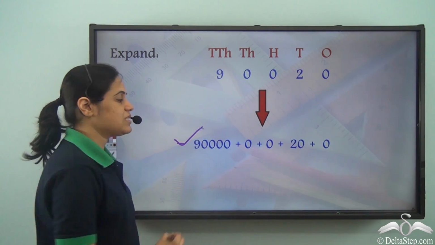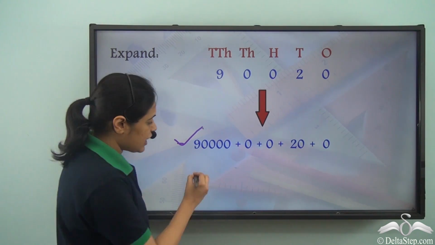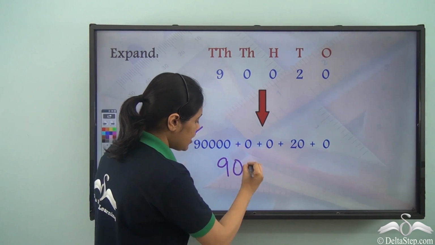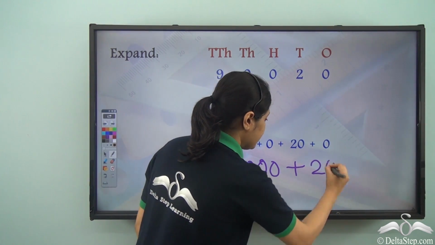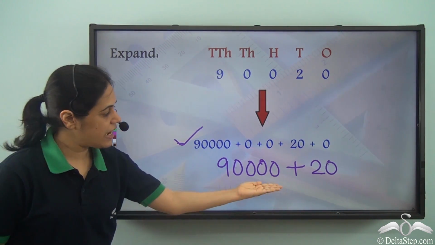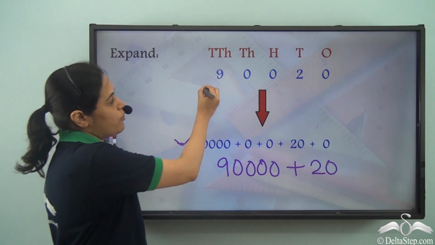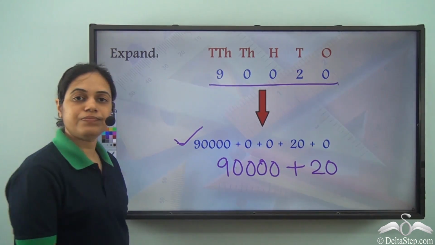So this is the expanded form. I can also write it as 90,000 plus 20. So this is actually the expanded form of this number.